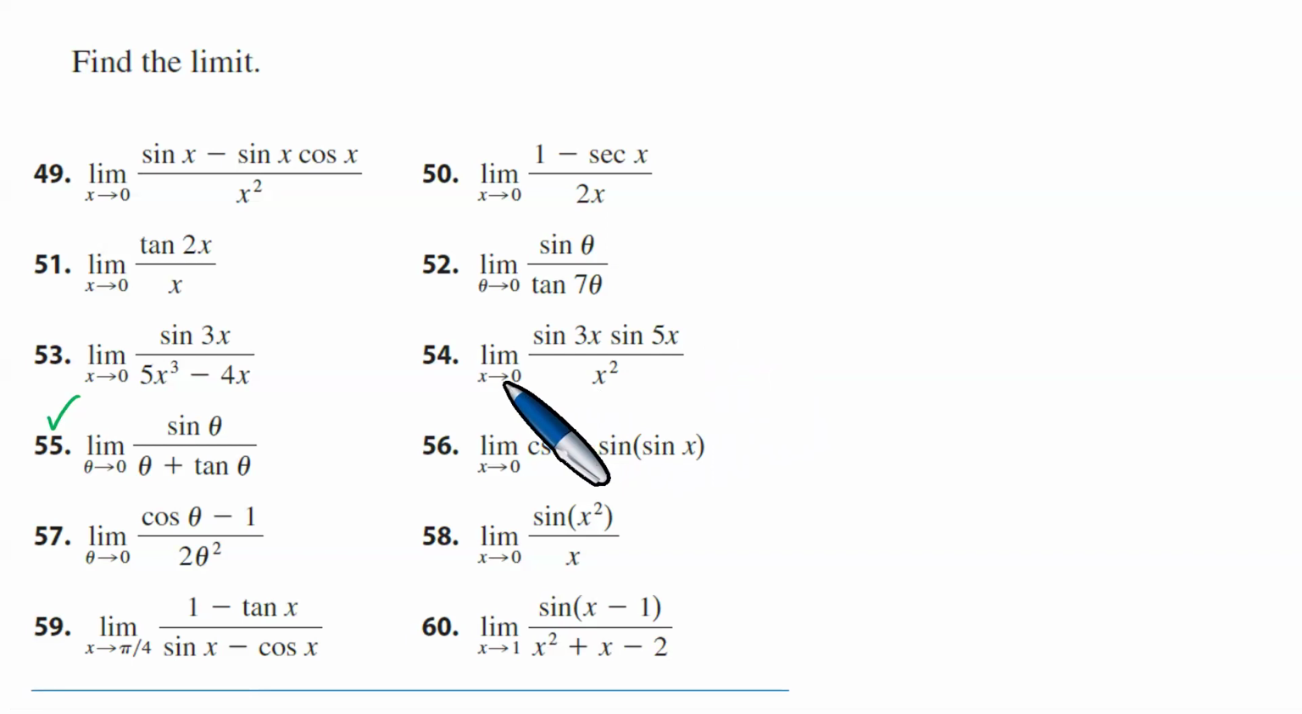How far? It's 55. All right, fine, thanks. Okay. We are doing 55.